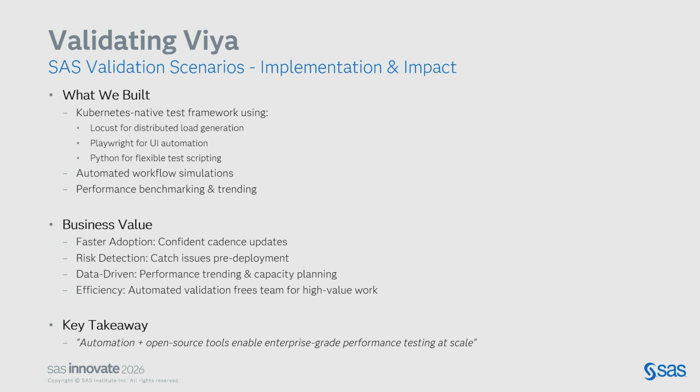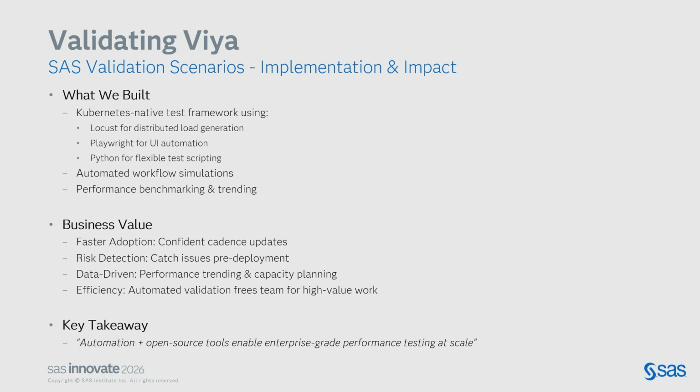Some of the business value is fast adoption. Now we are confident that anytime SaaS releases a cadence update, around 90-95% of the time we can seamlessly drive from non-prod to production in no time. And then the risk detection. This is where we are now able to detect the issues before they reach production. This gives much greater confidence when applying the monthly cadence as well.